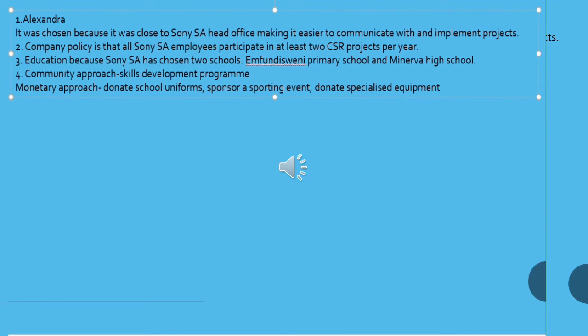Okay, let us look at number 4, the last question. Suggest one example of each community and monetary approaches that Sony could use in schools. So let's start with the community approach. So the community approach does not include any money. So what they can do is have a skills development program at the school so that members of the community are equipped with skills and they're able to establish their own businesses.